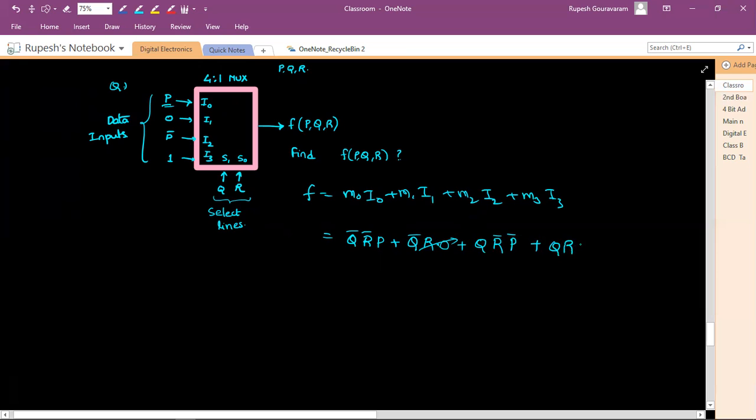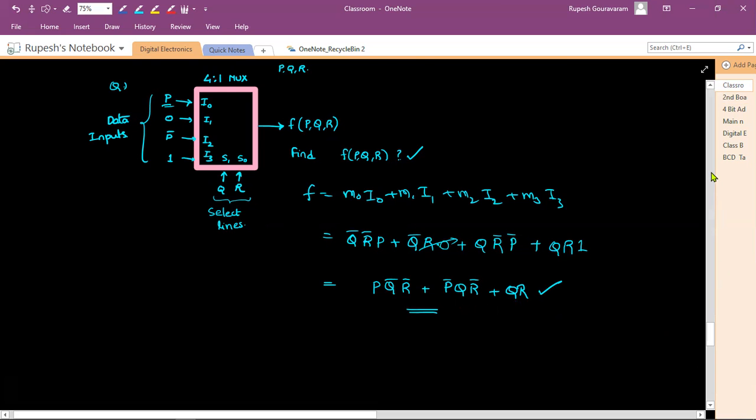q r into I3 is 1. So that is p q bar r bar plus p bar q r bar plus q r. So this is the answer. If a question is asked like this, what is the function f of pqr, and options are given, one of the options will be this. So I have to select the right answer.